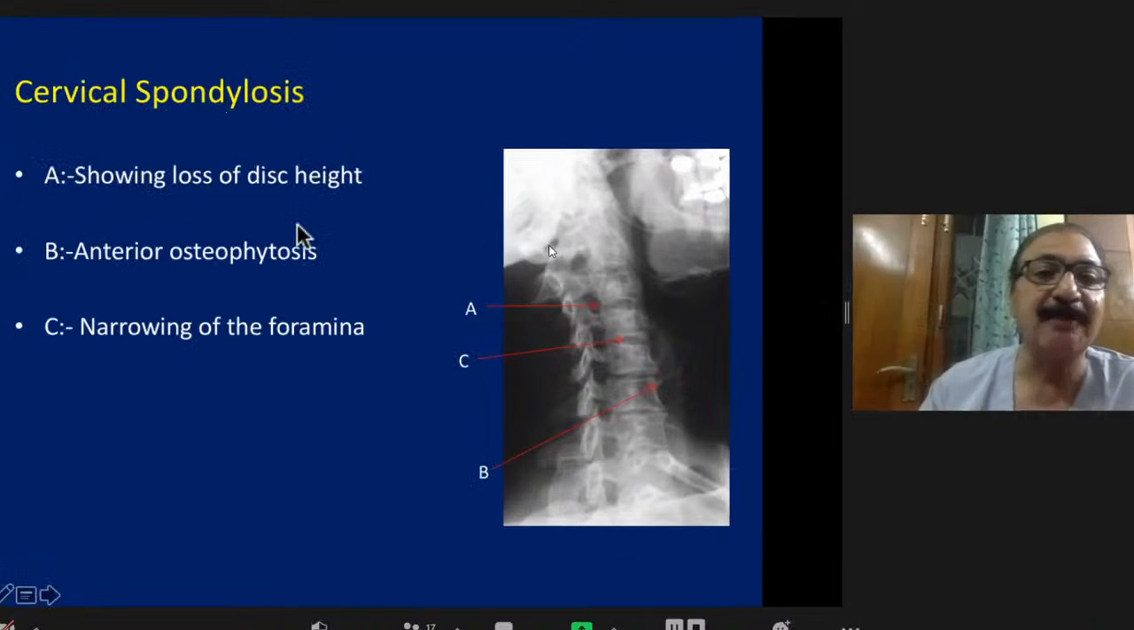Now let me show you an example of cervical spondylosis. Again, there is a loss of vertebral height. Anterior osteophytes are seen at the margins of the vertebral body, and there is narrowing of the foramina, which may be seen in this case.